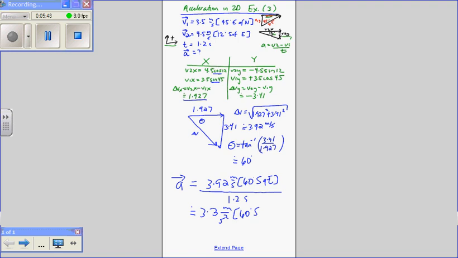60 degrees south of east. Okay, that's just one more problem. And maybe the good thing to do would be to turn this solution off, go try it on your own, and see if you can get the same answer.